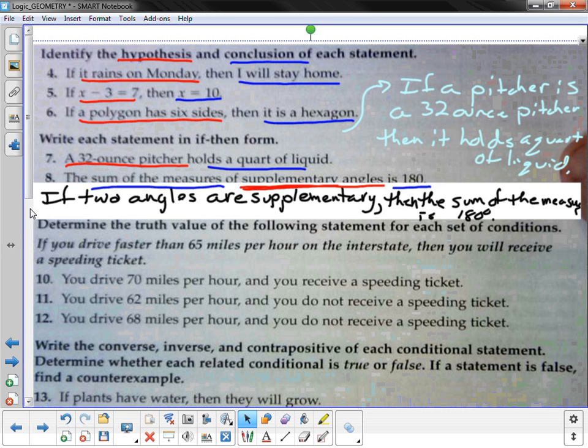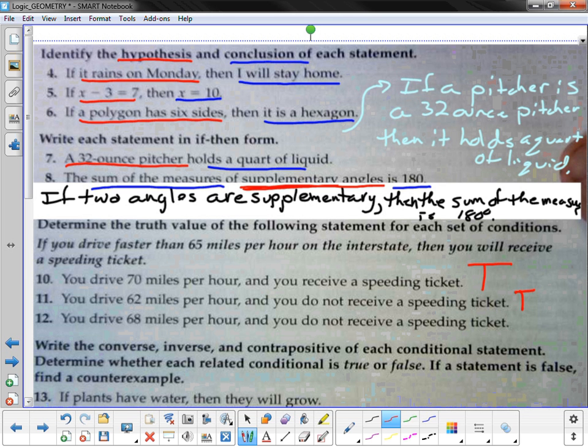So number 10 says, if you're driving 70 miles an hour and you receive a speeding ticket, what does that tell us about this conditional statement? It tells us that the conditional statement was true because the hypothesis was true and the conclusion was true, which meant it was a true statement. Now the second part: if you drive 62 miles an hour, then you do not receive a speeding ticket. Well, I did not get a speeding ticket, so this must be a true statement.